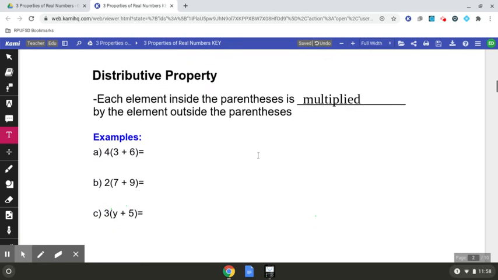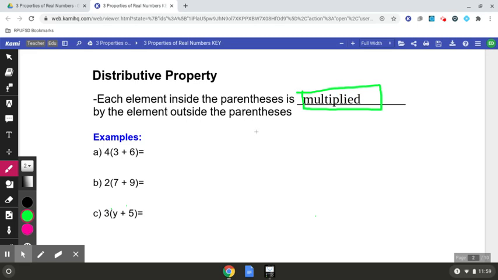The third property is the distributive property, which is probably the most common one that we're going to use this year and that you have to be able to apply to problems. The distributive property says that each element inside the parentheses gets multiplied by the element outside. If we jump to the examples, the 3 and the 6 that are inside the parentheses are going to get multiplied by this 4 that's on the outside.